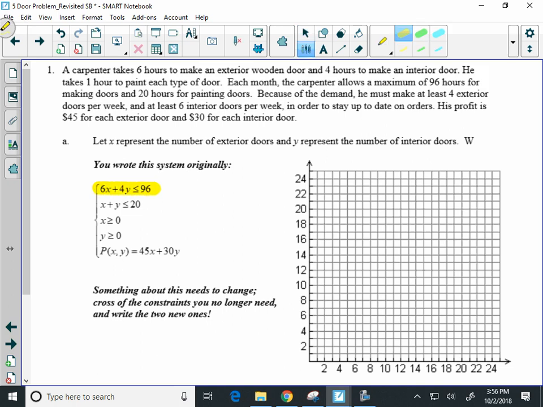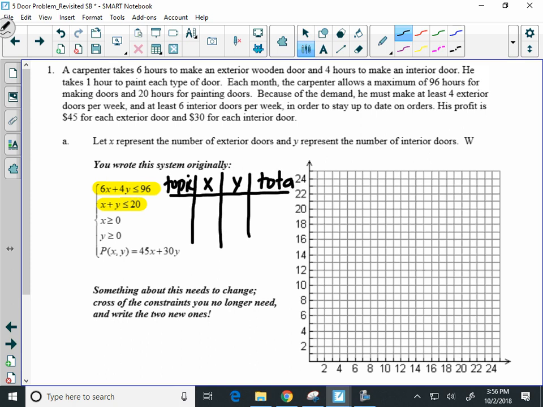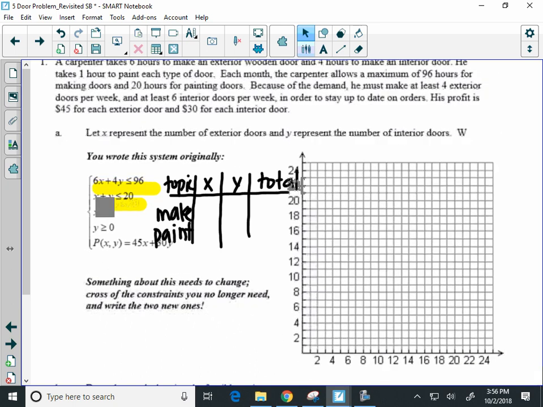And that is where you get these two equations, these two inequalities. Remember, that is where you're going to make your table, where you have the topic, x, y, and the total. And you are going to make equations for how long it takes to make the doors and how long it takes to paint the interior and exterior doors. Okay? So those two equations are from the first two or three sentences up here.